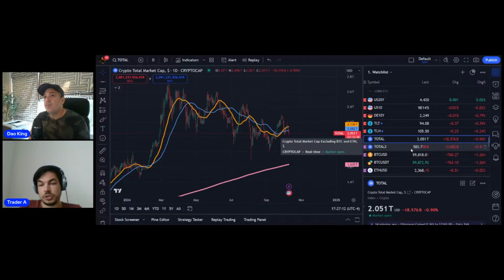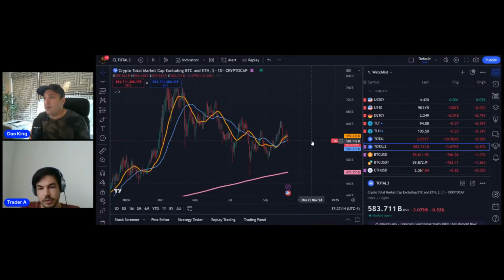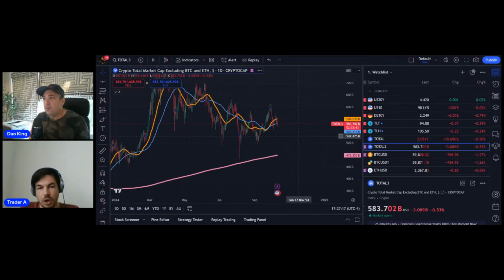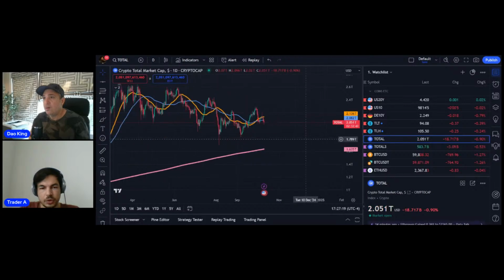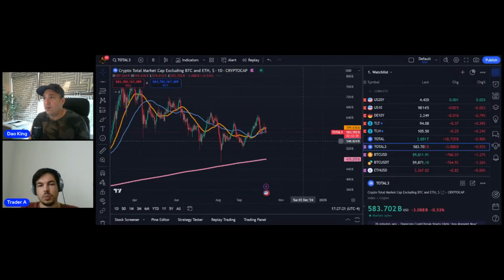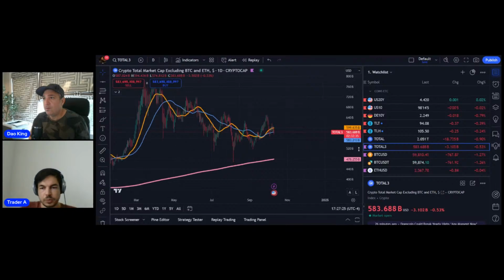Like total versus total 3 right now. You've got the altcoin market cap and the crypto market cap. So when you see monetary policy loosen up and it's genuinely risk on, this will greatly outperform.